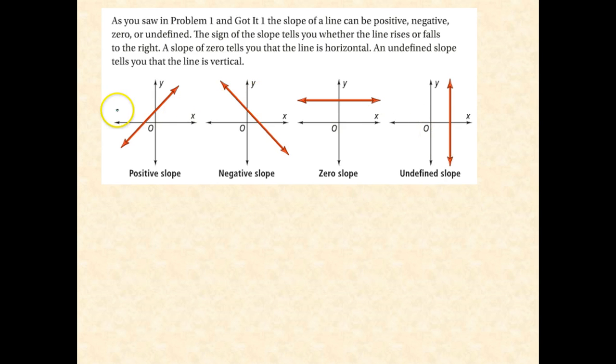One way I remember it is, I pretend I'm going to write a word on the line. And if the word is going to go uphill, then that is positive. If the word's going to go downhill, then that slope is negative. If the word is just going to be flat, it's not going up or down, that's 0. No change in height. And then if it's straight up and down, my word is not going to stay on that line. It's going to fall. That's undefined.